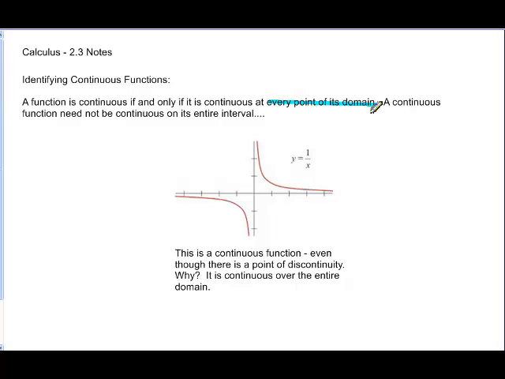A continuous function does not need to be continuous over its entire interval. For example, y equals 1 over x. This is a continuous function because it is defined for every point in its domain. What number is not in the domain here? 0. X cannot be 0. That's the only place we have an asymptote, and since that's the only place we're discontinuous, and 0 is not in the domain, the function is continuous.